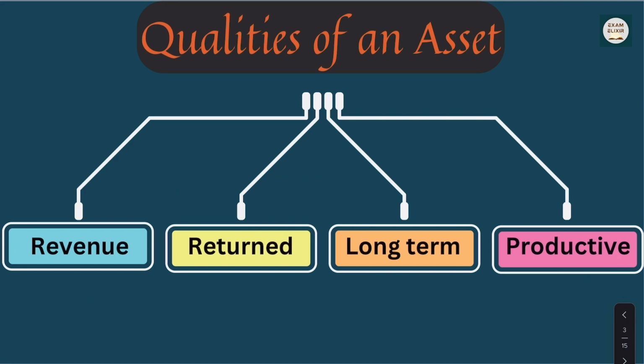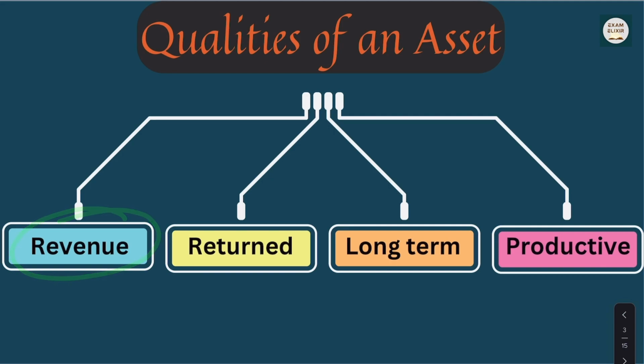For example, let's take the example of a building or house. You own a house and that is an asset. Why is that an asset? Because if you give that home or house on rent, then you will get revenue. That rent is revenue on that asset, right? So that is why that house that you own becomes an asset for you. Why? Because it is fulfilling the first quality of an asset, that is, assets generate revenue.